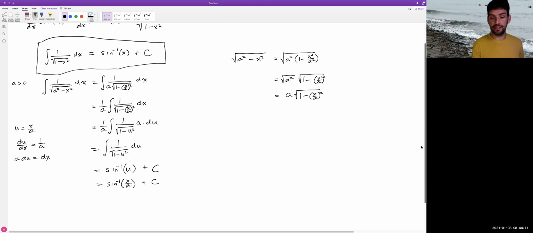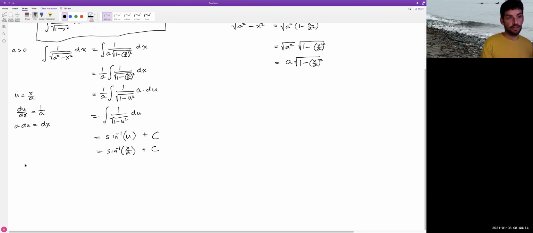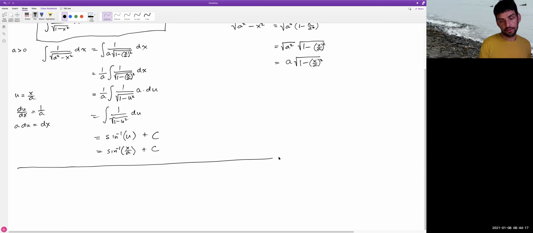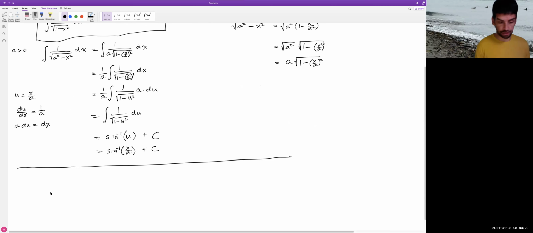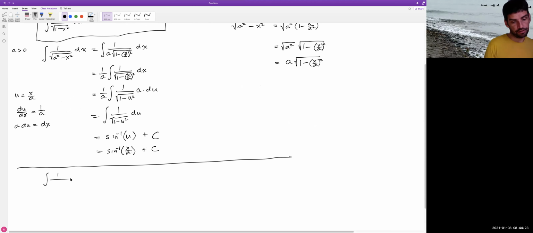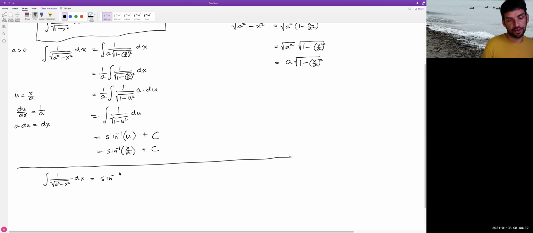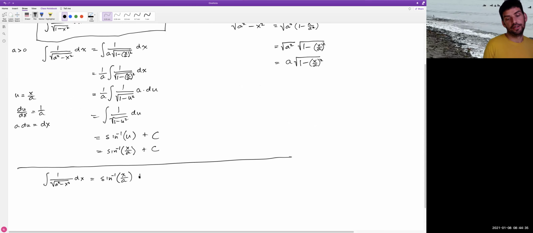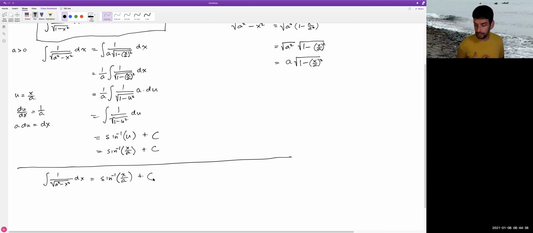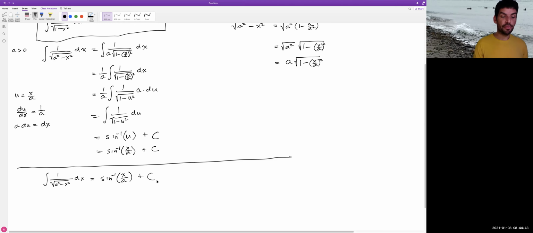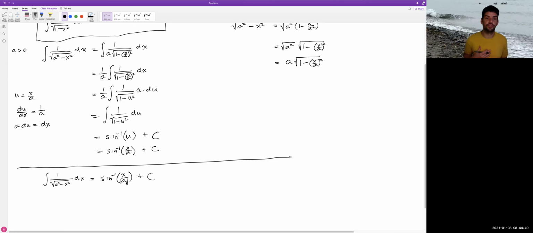So let's write that as our most general rule. The rule we've just discovered is 1 over the square root of a squared minus x squared dx is equal to the inverse sine, or the arc sine, of x over a plus c. You'll sometimes see this written with absolute value bars around the a. I chose to make a positive. We can do it with absolute value. It just changes a little bit of how we manipulate the equations up above.